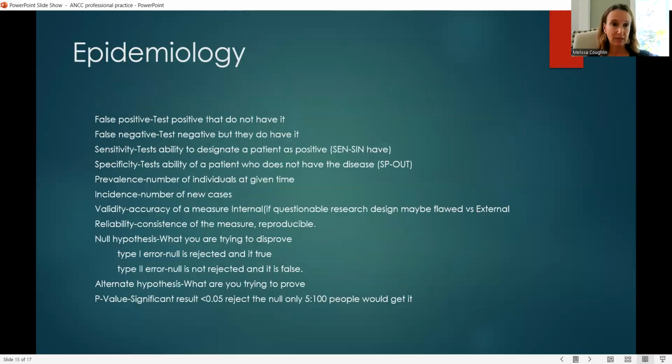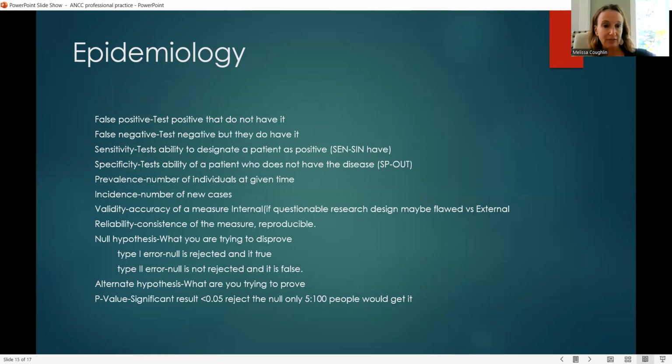So some terms for epidemiology are false positive, is test is positive, but they don't have it. False negative is a test is negative, but they do have it. Sensitivity and specificity get me a little confused. So I had seen this as a trick to remember. Sen is seen, you do have it, and specificity is SP out, spout, you do not have it. Prevalence is a number of individuals who have an illness at a given time. Incidence is the number of new cases.